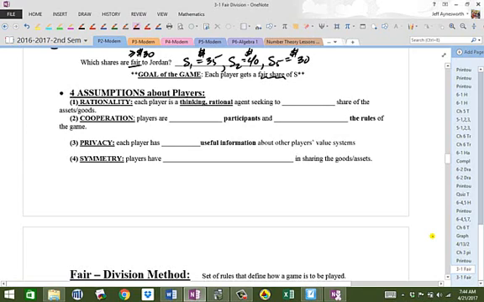Now we need to make 4 assumptions about the players. We're talking about rationality, cooperation, privacy, and symmetry. When it comes to rationality, we have to assume that each player is a thinking, rational person, or agent, seeking to maximize the share of the goods. You want them as much as possible. Everybody wants that, because we're human.